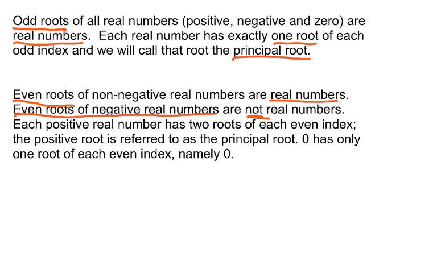Now, each positive real number has two roots of each even index, whether you're talking about square roots, fourth roots, sixth roots, eighth roots, so forth. There'll always be two of them if you have a positive real number. But one of those roots will be positive, the other one will be negative. The positive root is what we're going to refer to as the principal root. Now, zero has only one root of every even index, and that root is namely zero. And we'll call zero the principal root.